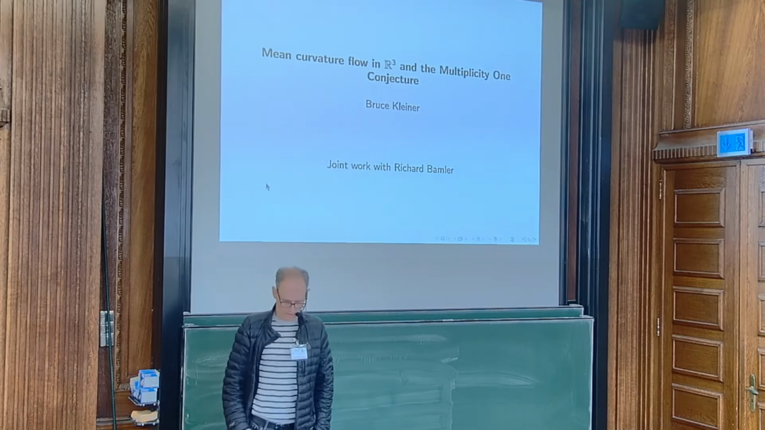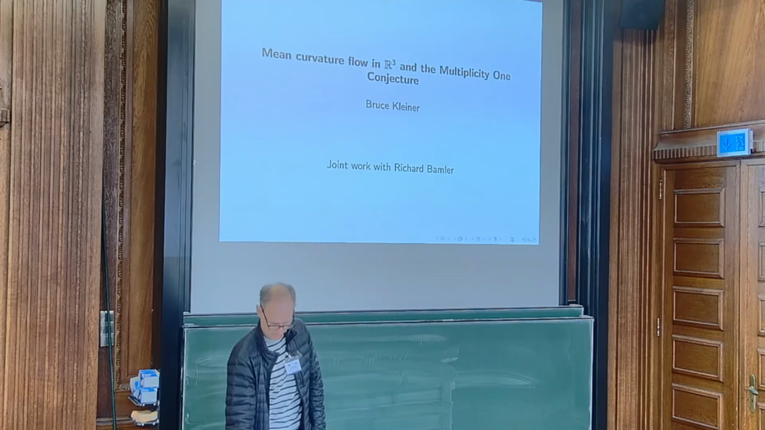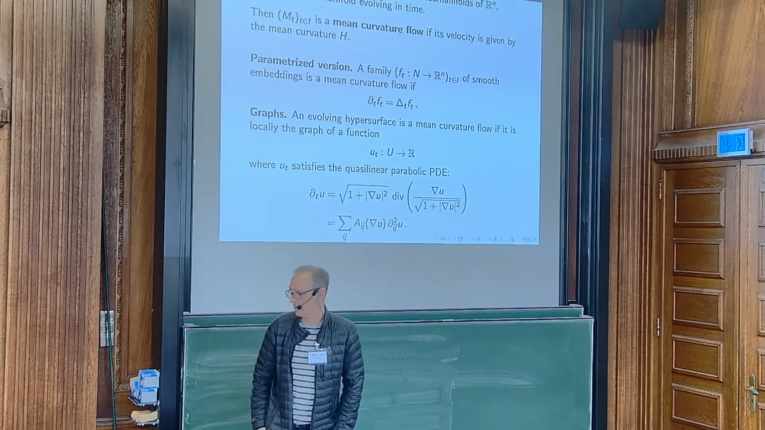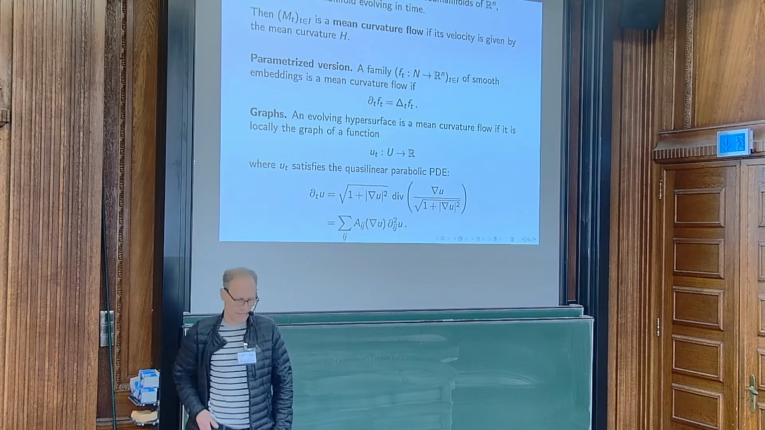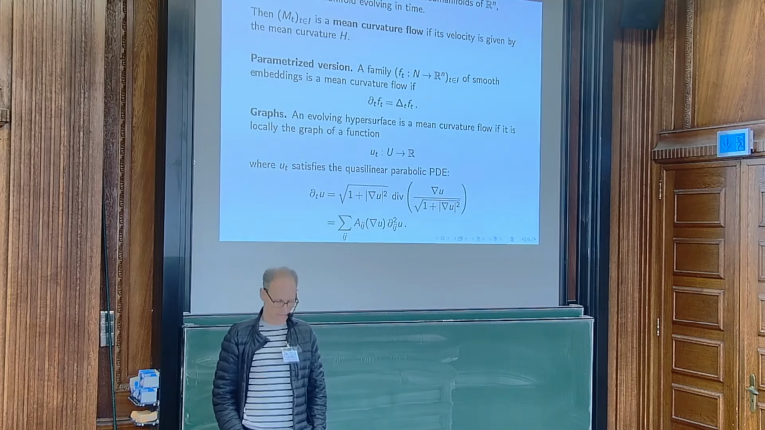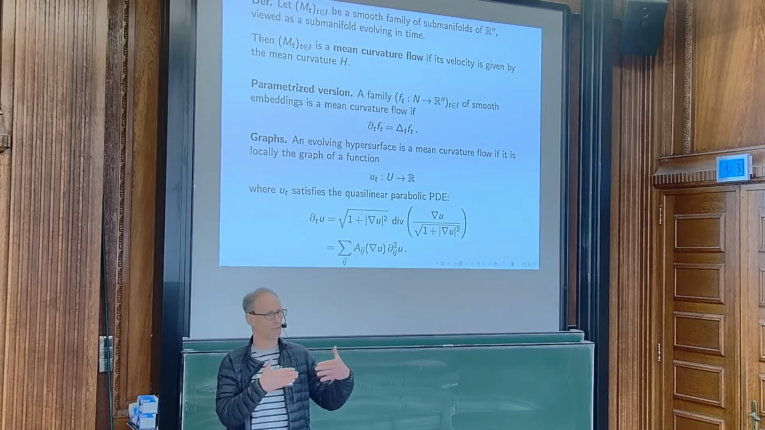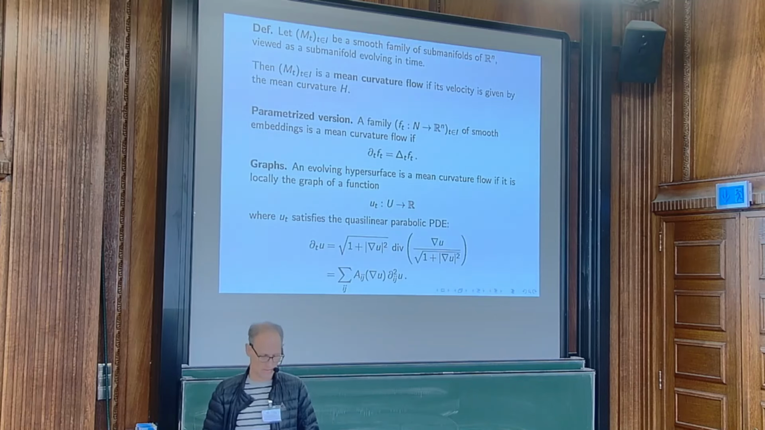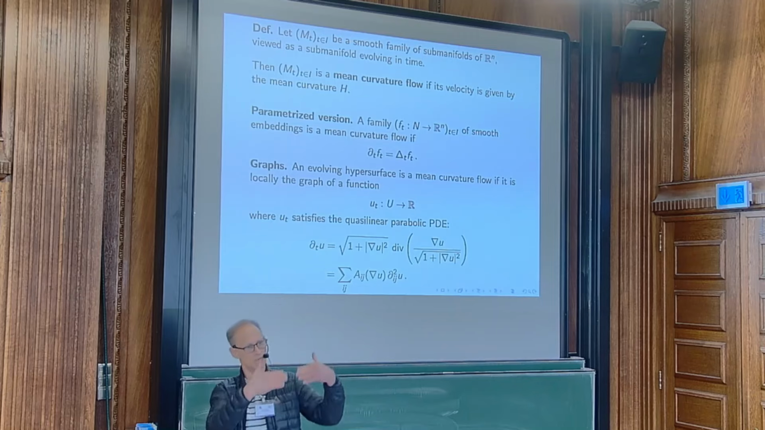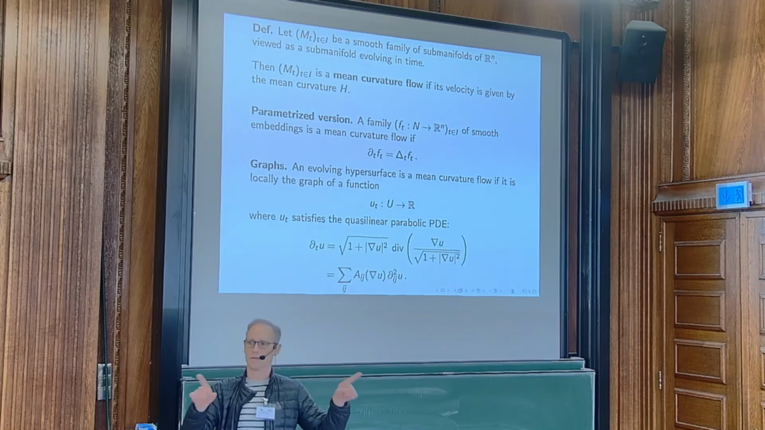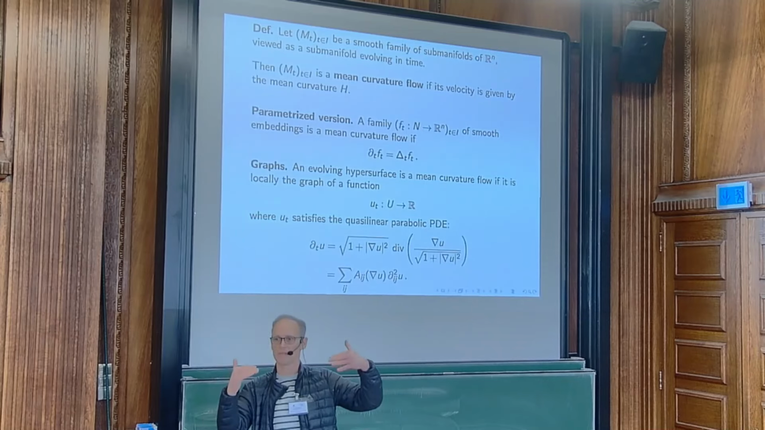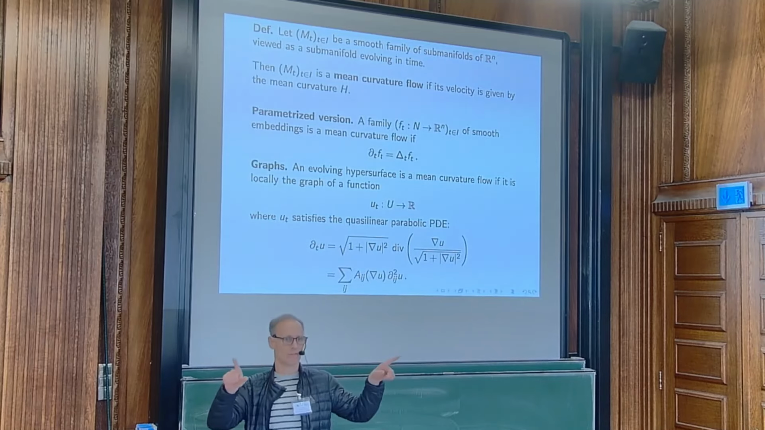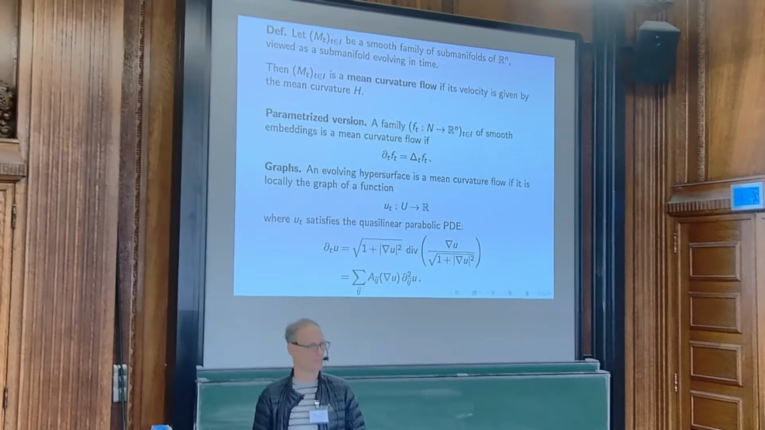All right, so let me start with the definition. Suppose you have a smooth family of submanifolds of Rn. We'll think of that as a manifold that's evolving in time. This evolving manifold is a mean curvature flow if the velocity is equal to the mean curvature. You can interpret the velocity of a moving submanifold as a normal vector field, and the condition is that at every moment in time, that velocity vector field is equal to the mean curvature vector field of the submanifold.